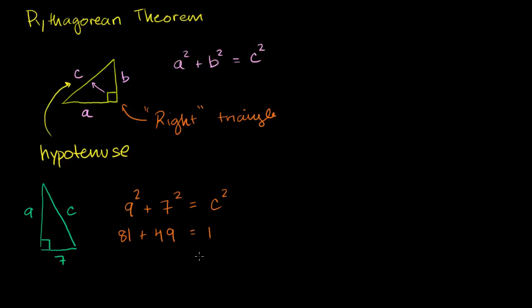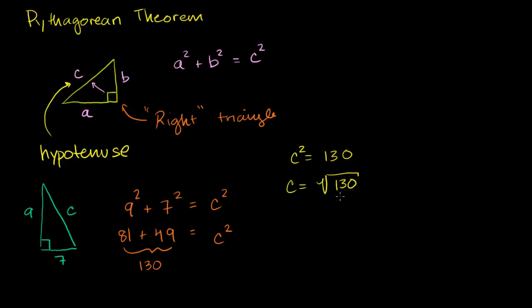So the left-hand side is going to be equal to 130. And that is equal to c squared. So what's c going to be equal to? C squared is equal to 130. Or we could say that c is equal to the square root of 130. And notice, I'm only taking the principal root here, because c has to be positive. We're dealing with a distance. So we can't take the negative square root. So we'll only take the principal square root right here.